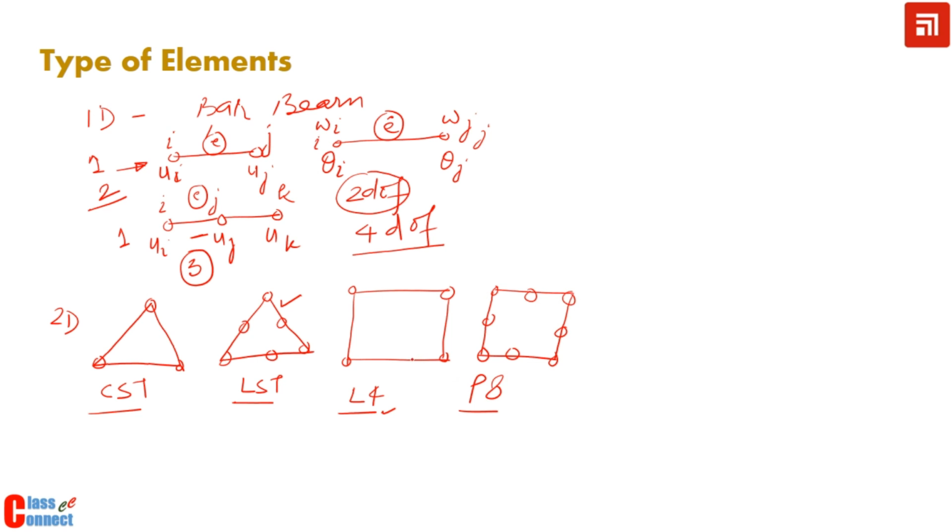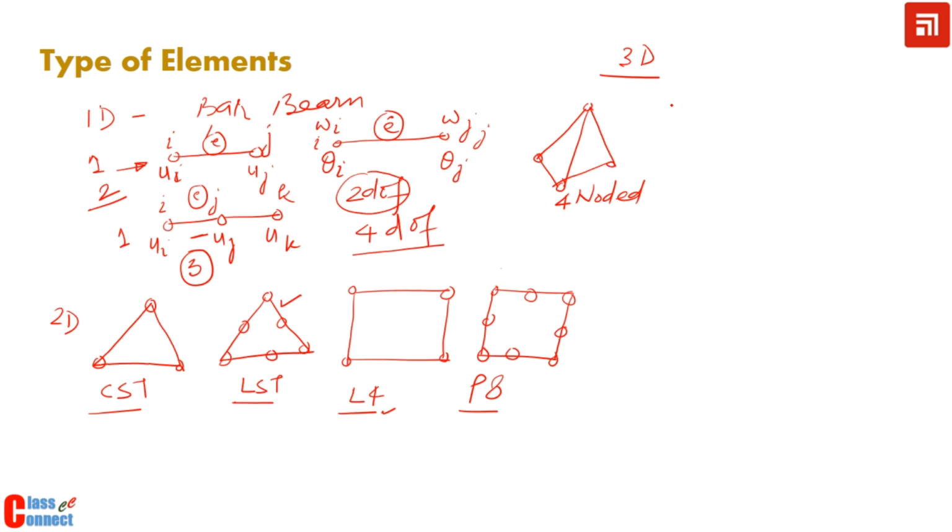Likewise, we have the 3D elements. The 3D elements can also be from this triangular family, and can also be from this quadrilateral family. So if we have this type of element, this is known as a tetrahedral element, and it is a 4-noded tetrahedral, and this is the linear tetra.